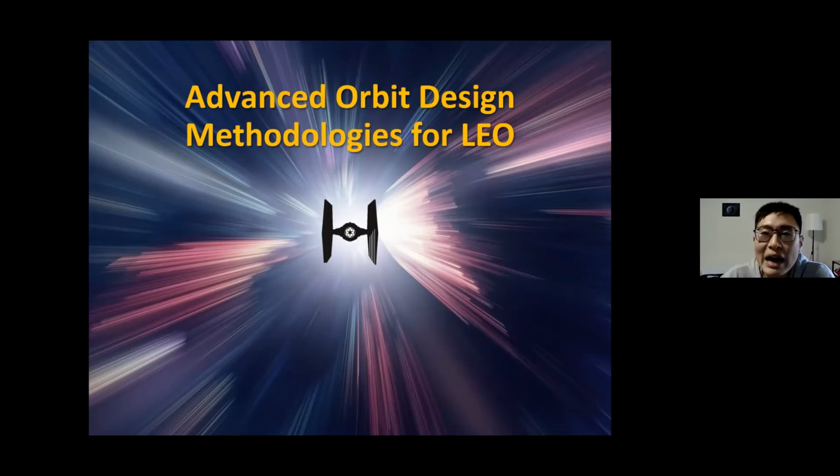I'm going to talk a bit about advanced orbit design methodologies for LEO, and this touches on some of the recent research works that I've done earlier this year, and some of the future research work that I'm probably doing at Stanford's Space Rendezvous Lab in the next probably 5 years of my life.